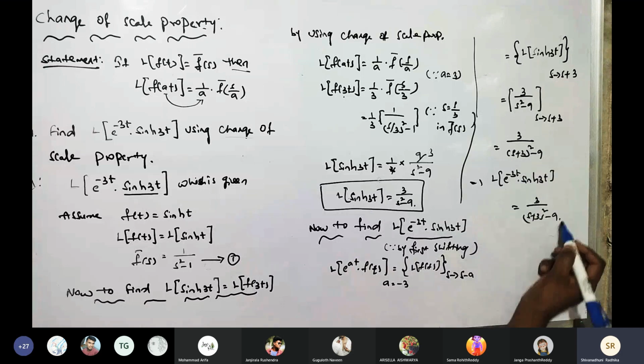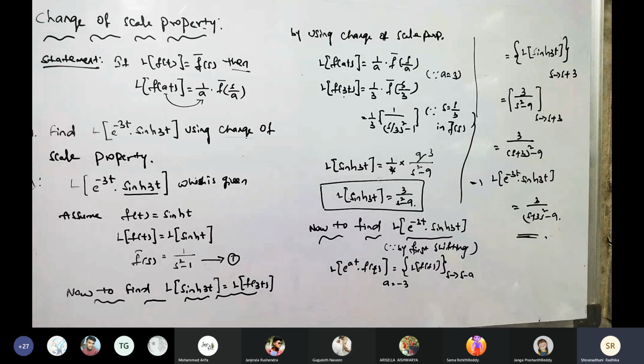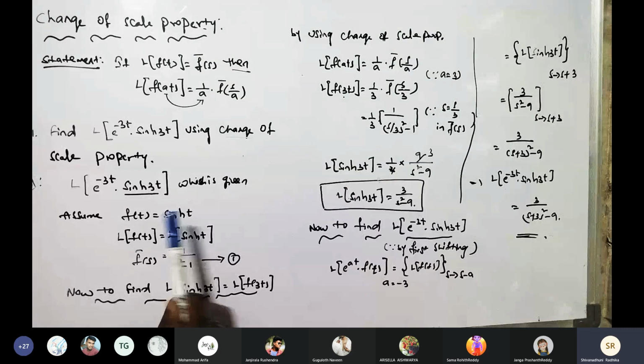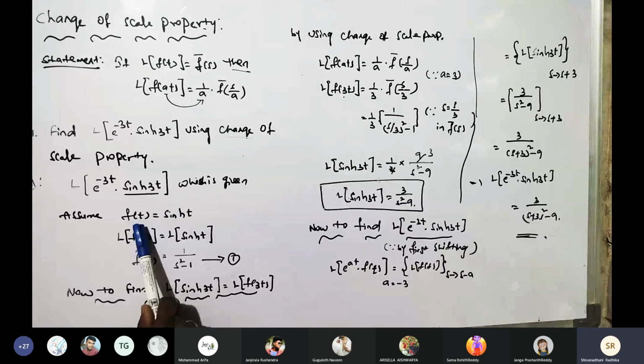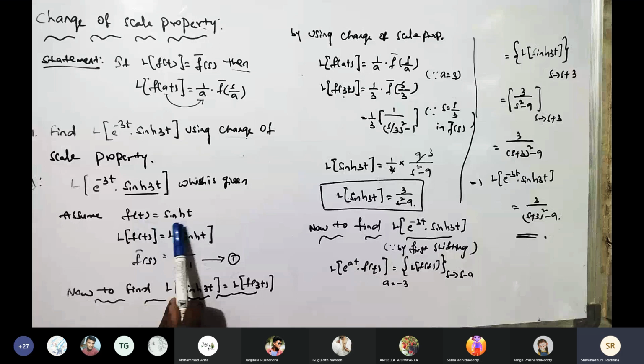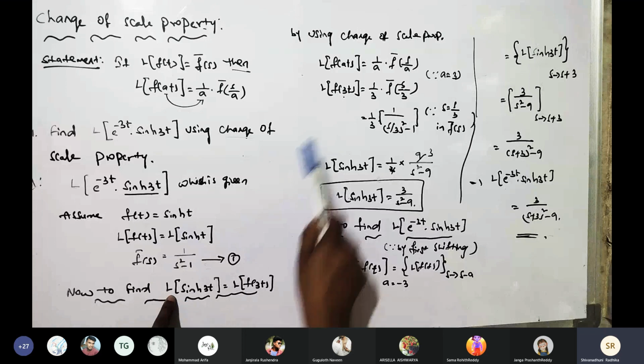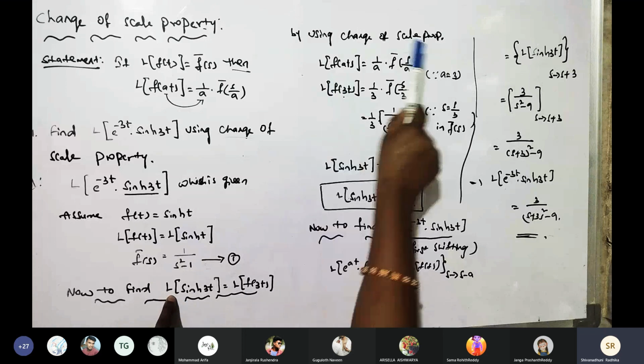So this is the change of scale property; the change of scale property means this one only. See, L of sinh 3t: we already have f of t equals sinh t. What is the Laplace transformation of sinh t? 1 by s square minus 1. This is the f bar of s. Sinh 3t is related to sinh t; this is the basic formula. Now we find L of sinh 3t by using the change of scale property.